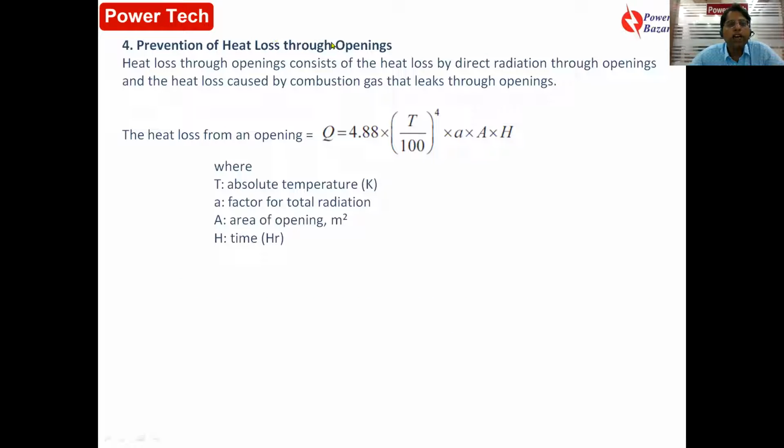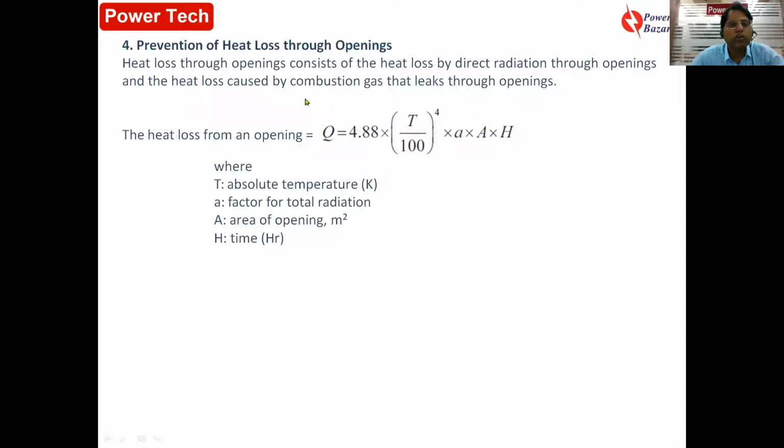Now, prevention of heat loss through openings. As I told you, we have studied one problem in which we have seen the opening should not be opened for a longer duration. That means whenever you are putting some material inside the furnace, we should open it and immediately close it, because through the opening a lot of radiant heat loss will happen, and that heat loss is proportional to the fourth power of the temperature. Temperature, remember, in absolute temperature, K.